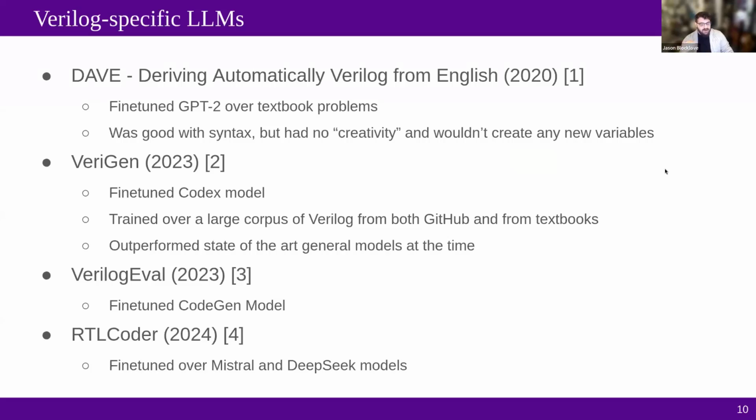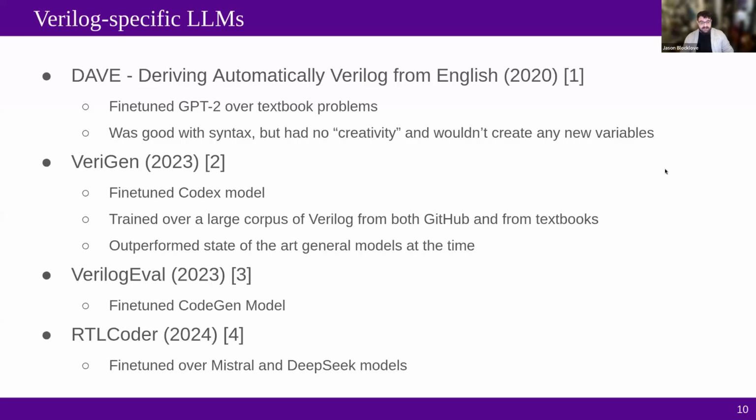And this came out of my group here at NYU, or the group I work for here at NYU, a little bit before I joined, primarily made by Dr. Hammond Pierce and Dr. Ben Tan. They fine-tuned a GPT-2 model, which at this point is very out of date, over a number of textbook problems, and found that they could get it to generate syntactically correct, functionally correct in many cases, Verilog.